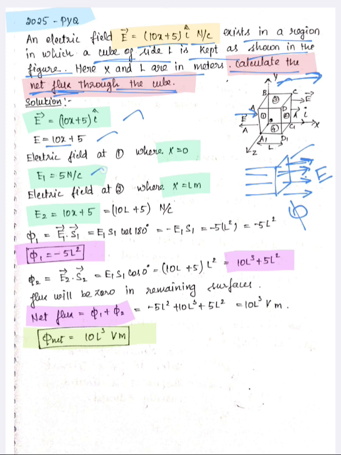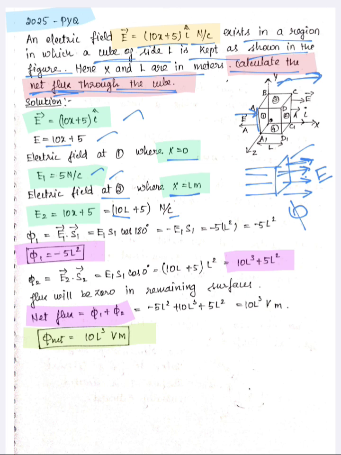Now what is the electric field at surface 1? The electric field at surface 1 is 5 Newton per coulomb, because surface 1 is placed at the origin of the x-axis. So if we substitute x equal to 0, the electric field at surface 1 is 5 Newton per coulomb. What is the electric field at surface 2? Surface 2 is placed at L meter from the origin of the x-axis. So if we substitute x equal to L meter, it becomes 10L + 5 Newton per coulomb. So the field lines are passing through surfaces 1 and 2.